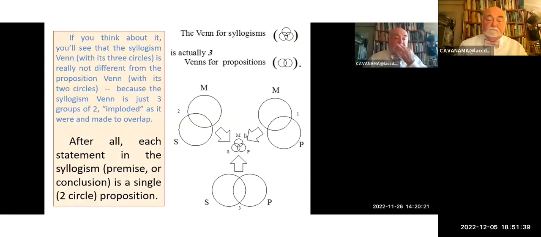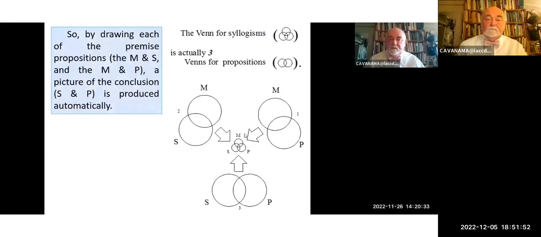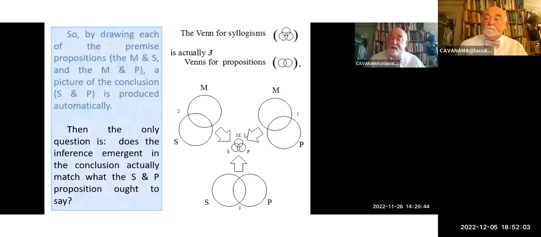After all, each statement in the syllogism, premise or conclusion, is a single proposition, and these can all be represented by two circles. So if you learn to look at it that way, it'll make more sense. It only looks like there are three circles, but they're really three groups, just superimposed. By drawing each of the premise propositions, the M and S, the M and P, a picture of the conclusion is produced automatically. Then the only question is, does the inference emergent in the conclusion actually match what the S and P proposition ought to say, yay or nay?